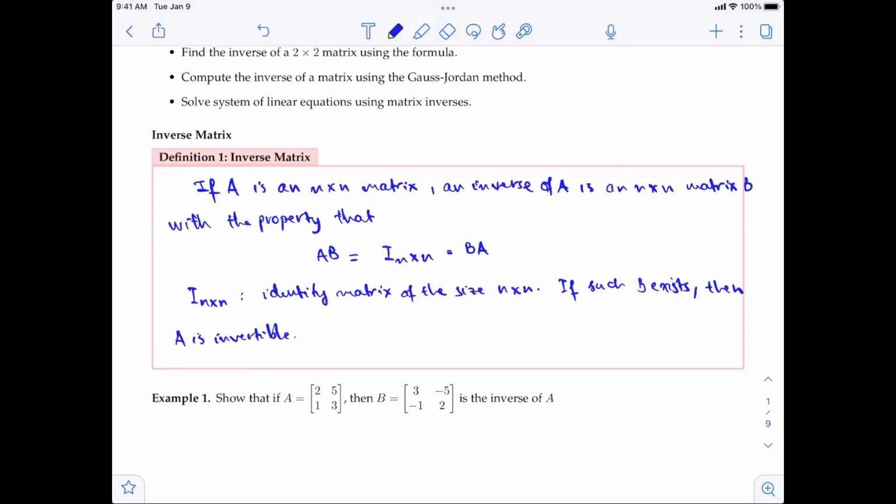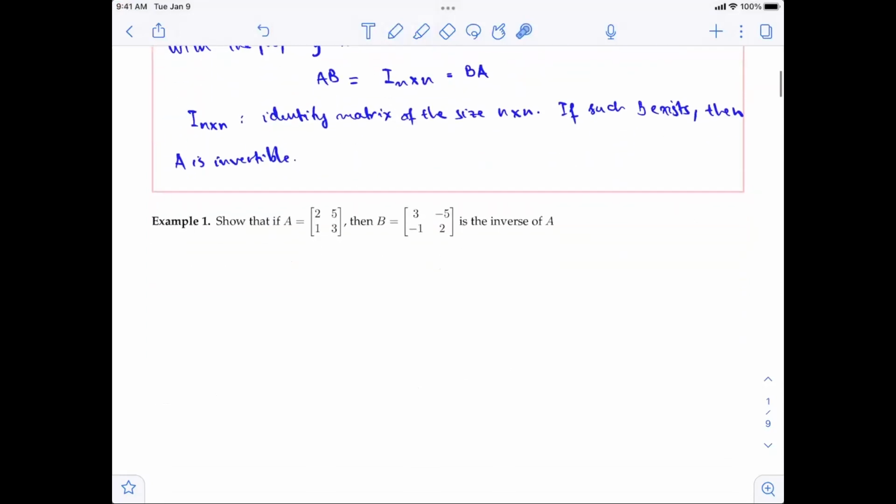Okay, so again, the definition is that if you have a square n by n matrix A, and you have another n by n matrix B, and you do the product and get the identity matrix, then B is the inverse of the matrix A, or A is invertible in that particular case. For the first example, given the matrix A with rows 2, 5 and 1, 3, and another matrix B with rows 3, -5 and -1, 2, we want to show that B is the inverse of A.